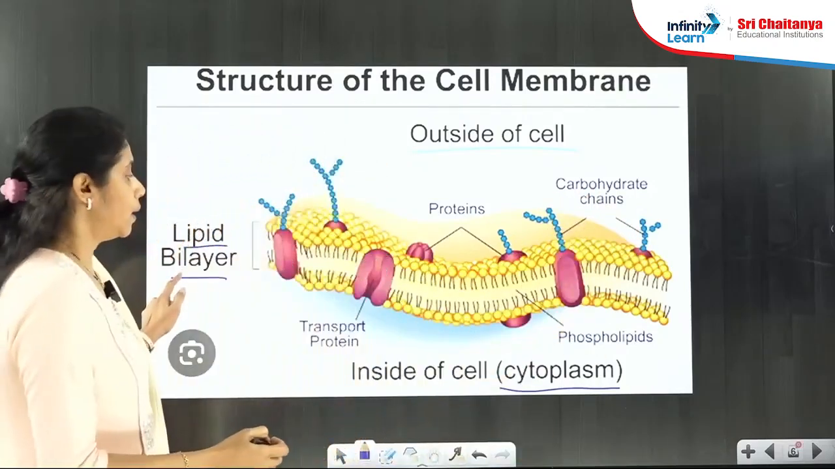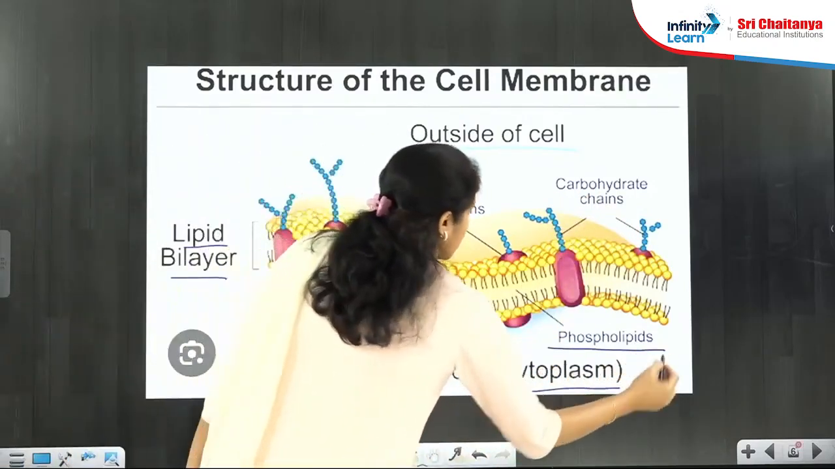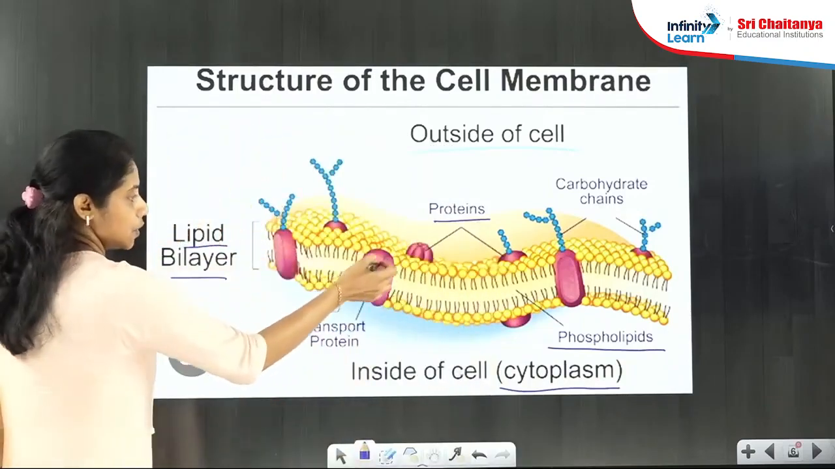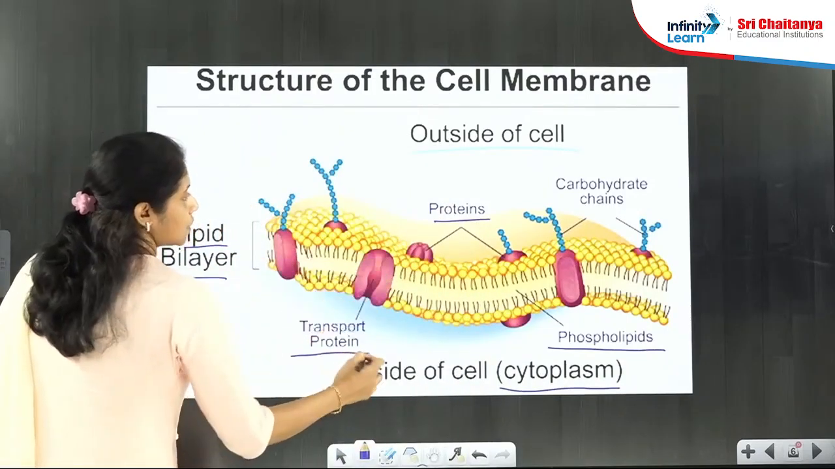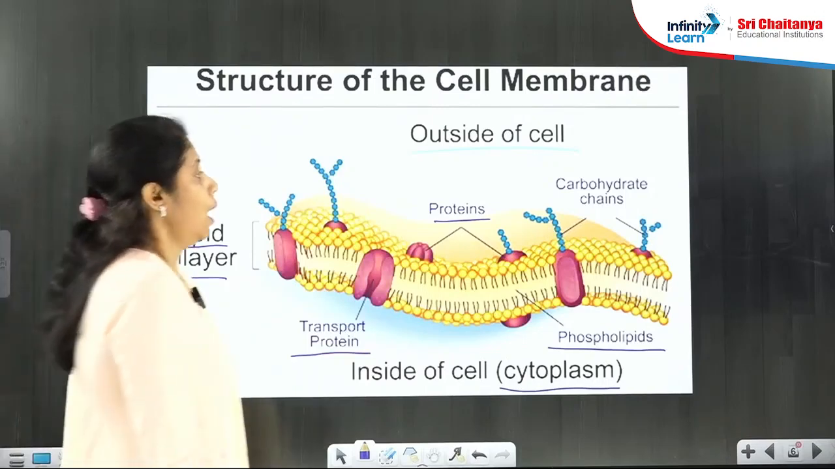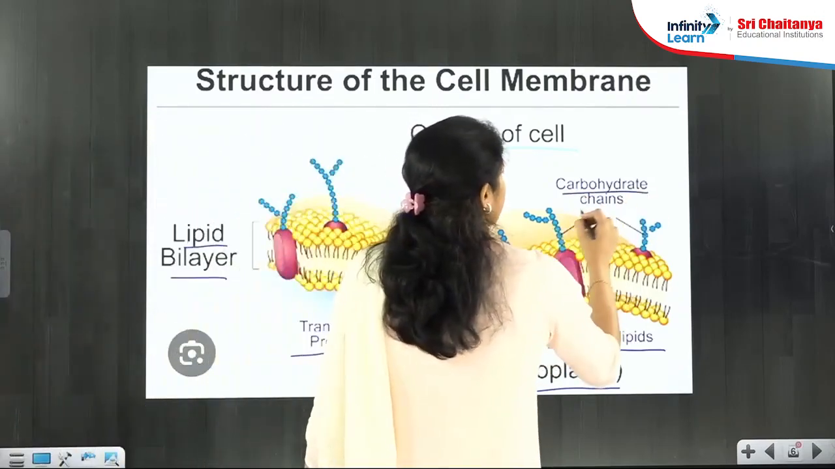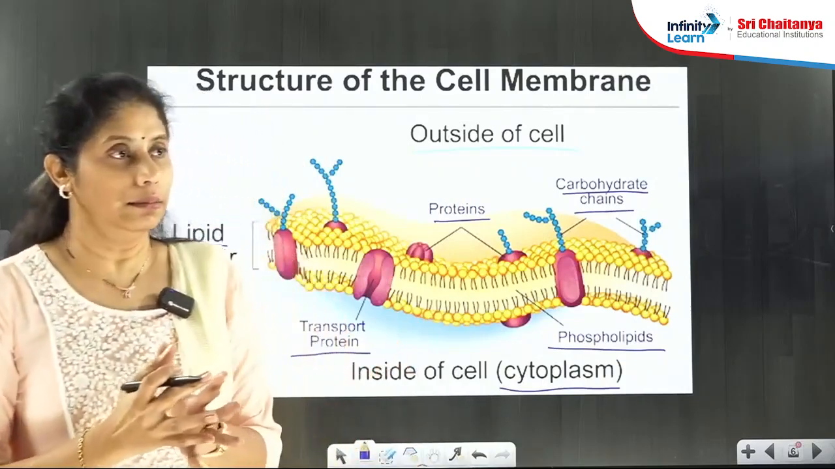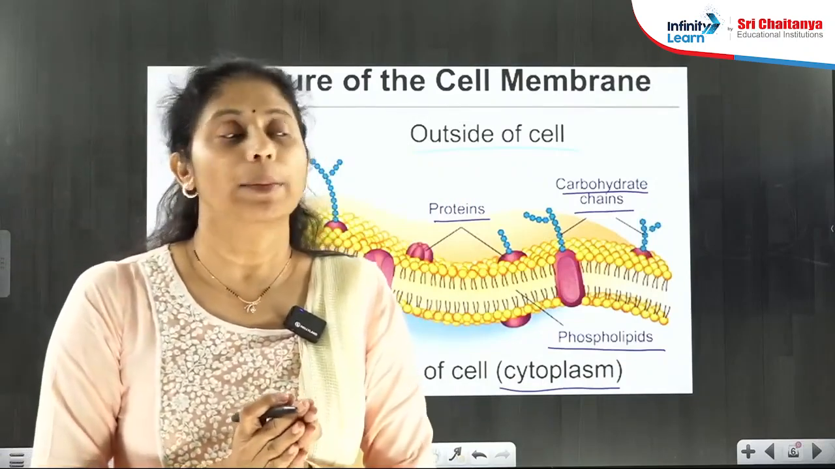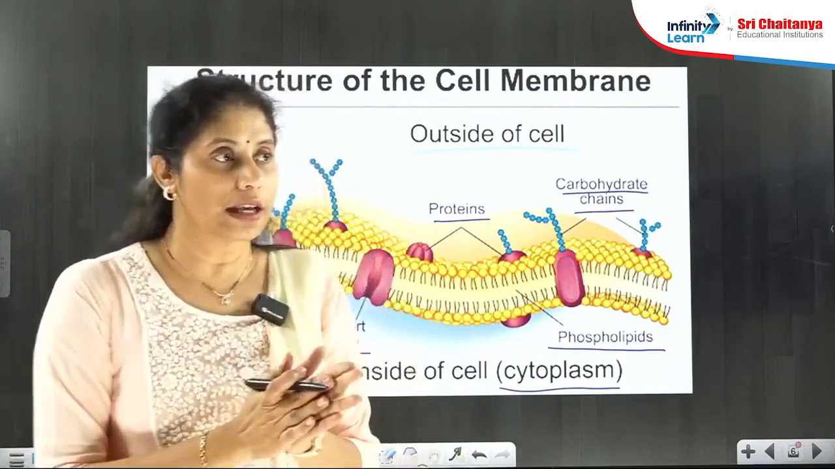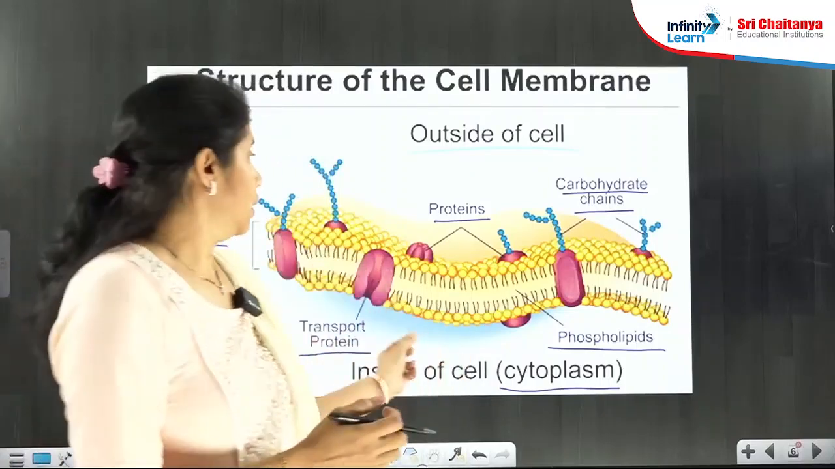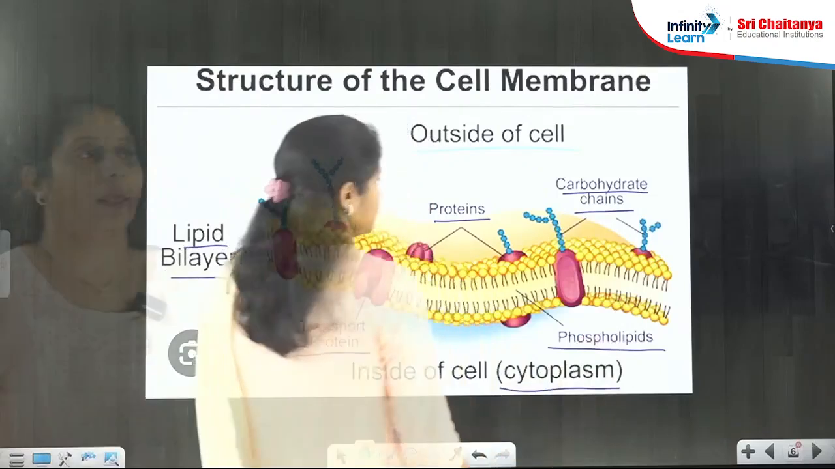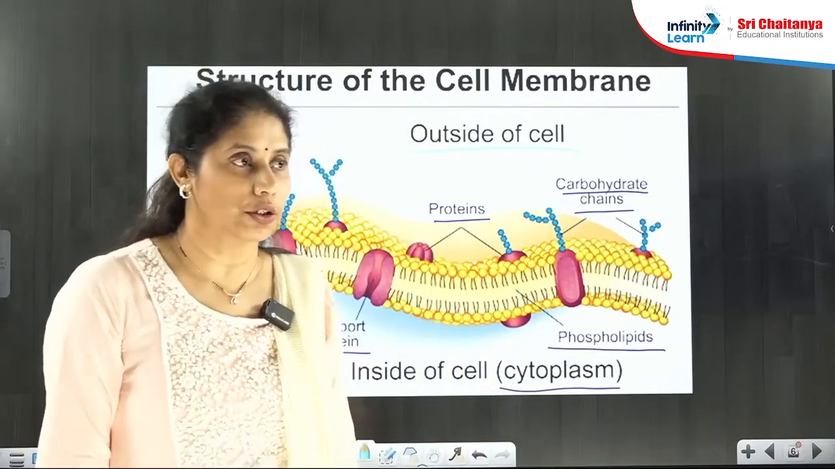And this lipid bilayer is made up of phospholipids. And these red ones are the proteins. And this protein, which has a gap in between, is called a transport protein. And these blue ones are the carbohydrate chains. So, all of you go through the diagram and try to observe the parts. After this, I will be asking a small question so that you can answer it. Have you seen? Ready for the question?